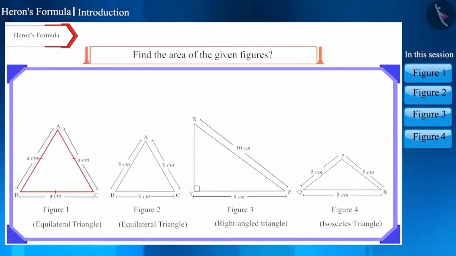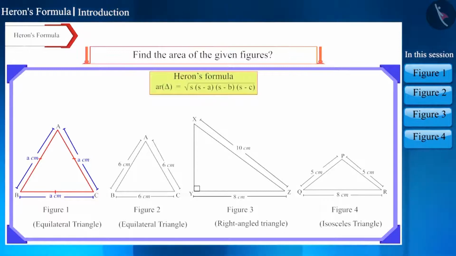Look at the first figure carefully. This is an equilateral triangle and the length of all its sides is A. Here, we are not given any information about the height. We know that when we are given the length of all the sides of a triangle, then to find its area, we can use Heron's formula. So let's start.